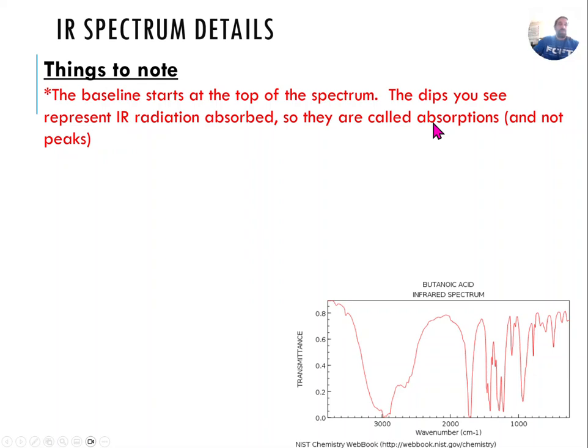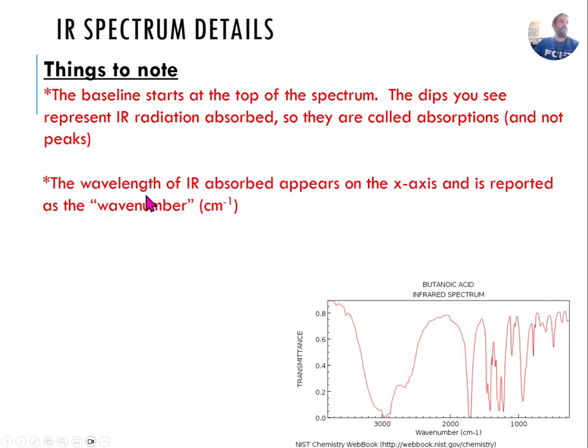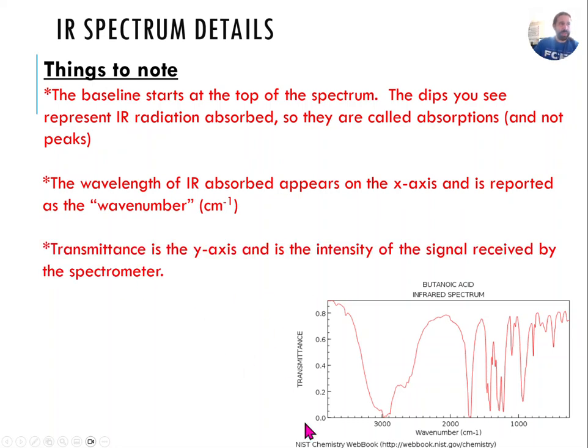In the other 2 types of spectra, we talk about peaks. Here we talk about absorptions. The wavelength of infrared is what appears on the x-axis. Now, wavelengths are typically measured in nanometers, but here we use inverse centimeters because it just makes the numbers more convenient. Transmittance, what's on the y-axis, is just the intensity of the signal.